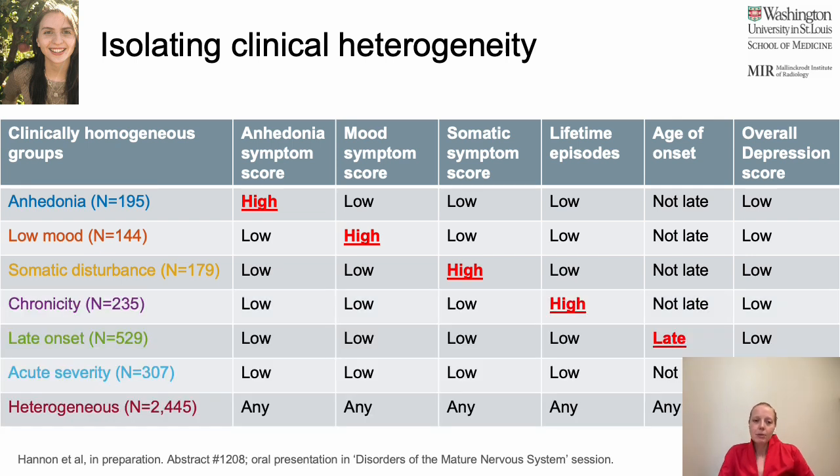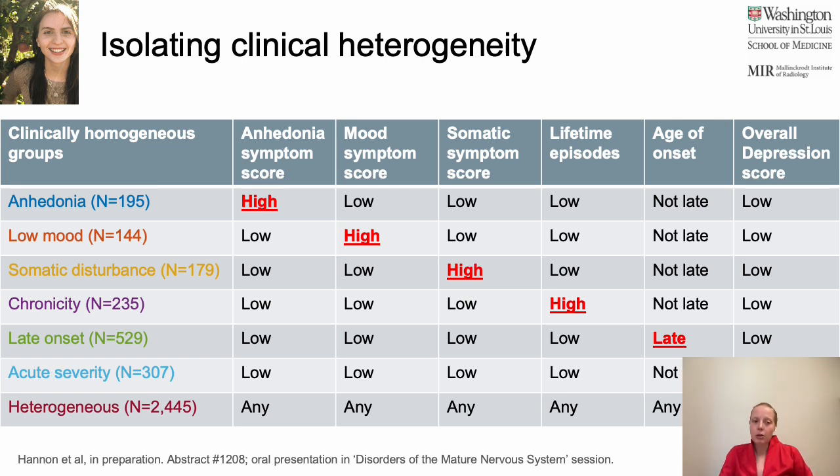In addition to these symptom groups, we also looked at several other clinical aspects of the presentation of depression. So we looked at chronicity and acute severity, for example. And those can be dissociated as well. So we identified people who had a high chronicity, i.e. a high number of depressed episodes over the course of their lifetime, but a low acute state of depression, so current severity. And vice versa, we identified people who had a very high acute severity level, but a low number of episodes over the course of their lifetime.